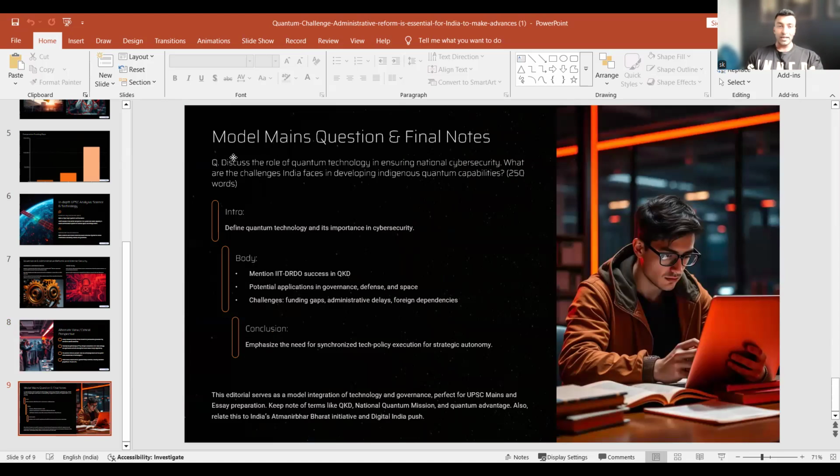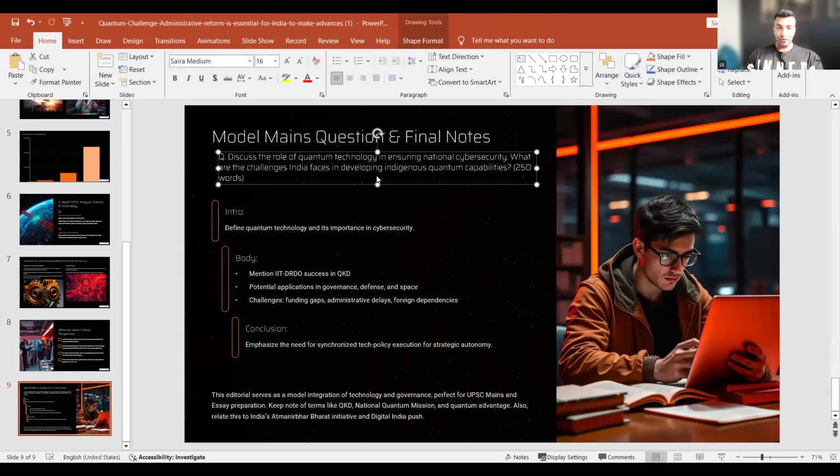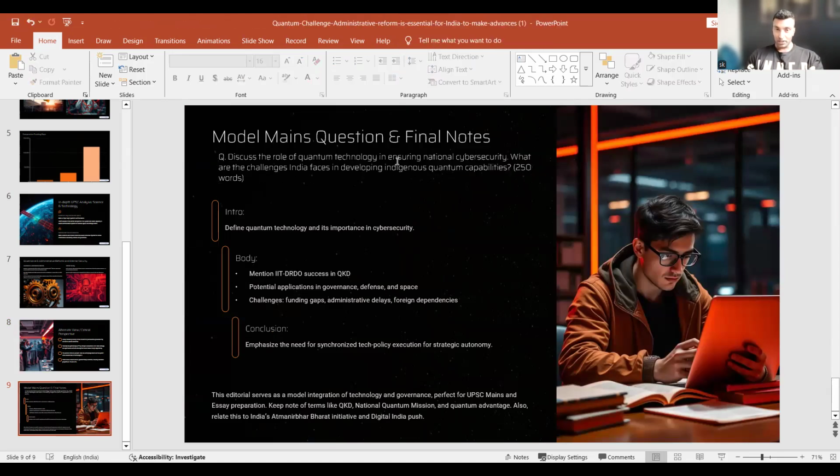Now, what you can do is try to attempt this question. Here I have given a question: discuss the role of quantum technology in ensuring national cybersecurity. So what is the role of quantum technology, and what are the challenges India faces in developing indigenous quantum capabilities? We have mentioned this. The funding is a problem, bureaucratic delays are a problem, and the dependency on other countries for hardware and software is again a problem. Not utilizing the talent, all those we have mentioned. The challenges I have covered, and I've discussed all these areas also.